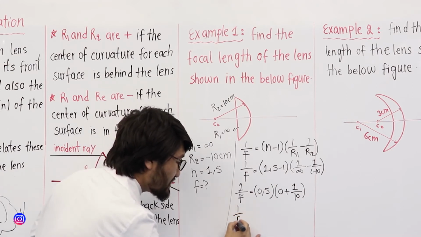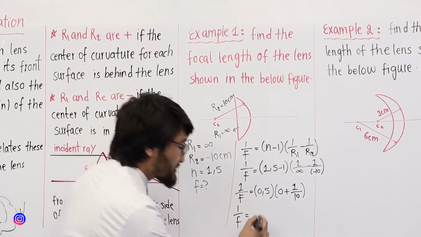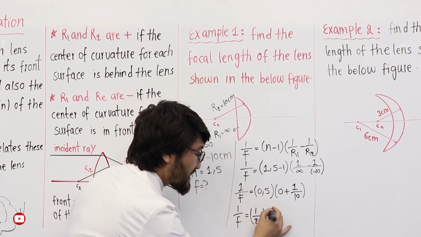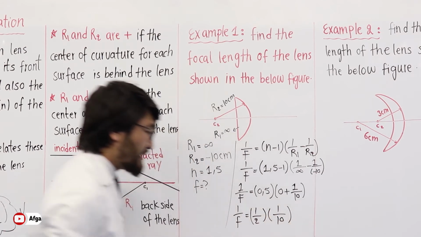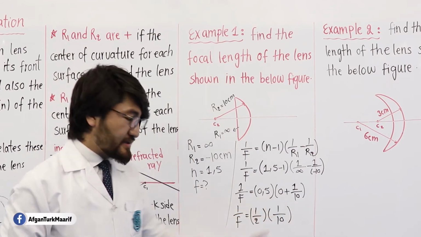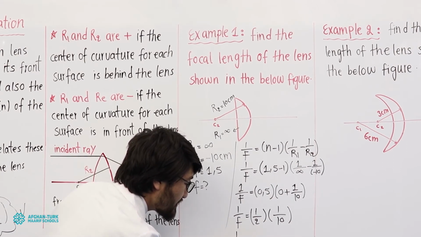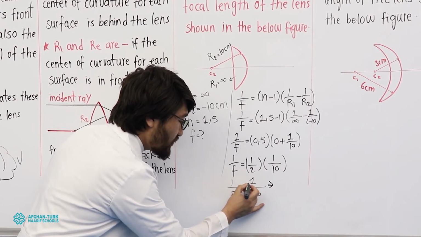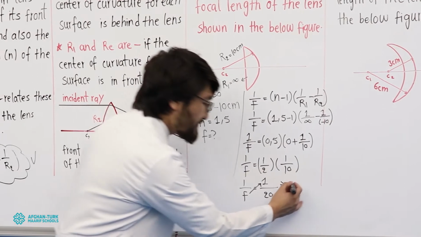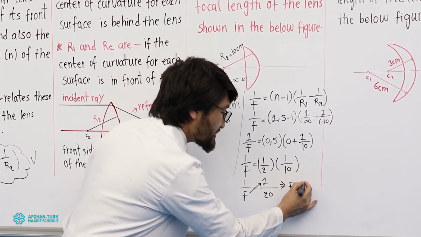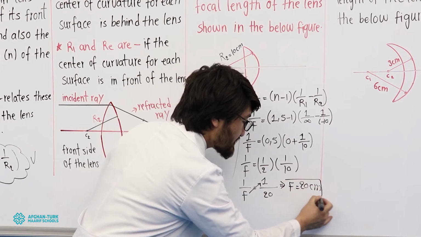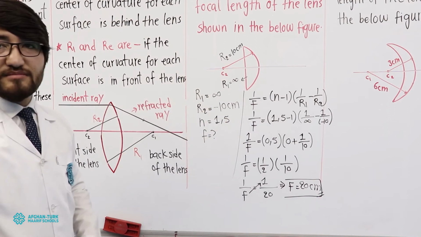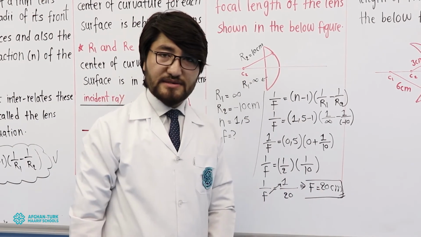1 over f is equal to 0.5, which is 1 over 2, times 1 over 10. 1 times 1 is 1, and 2 times 10 is 20. So 1 over f equals 1 over 20. Multiplying across, f times 1 is f, and 20 times 1 is 20. So 20 centimeters. We found that the focal length of this plano-convex lens is 20 centimeters.